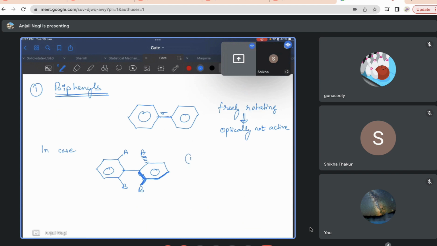So the point that I should note down is that there should be substitution on the ortho positions, whether it is a substitution in the ortho position or in case some bridging ligand is present, something which is restricting the rotation of the two phenyls. Okay, so that you can see. And the second condition is that on the same ring the ortho positions that are substituted must be different.